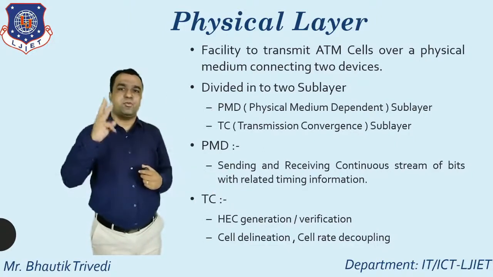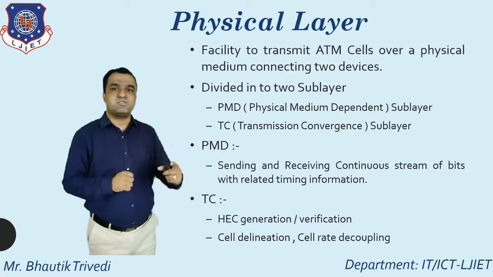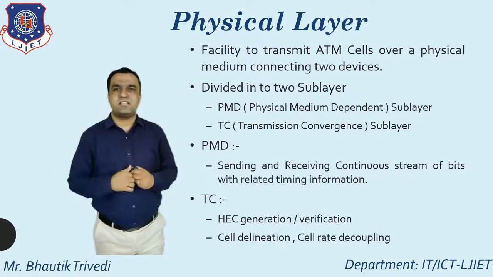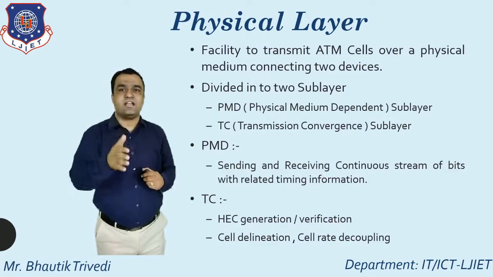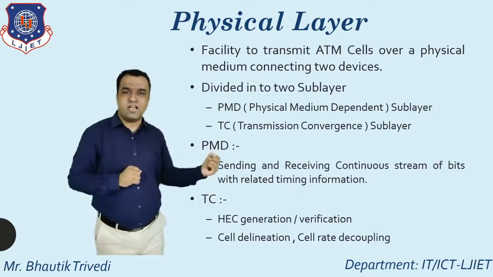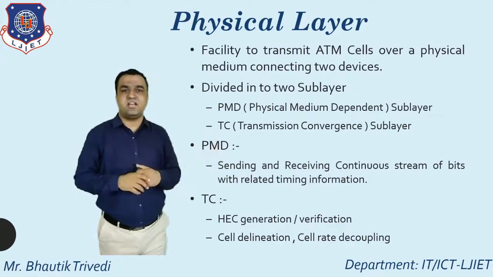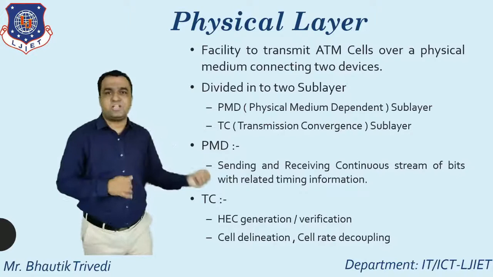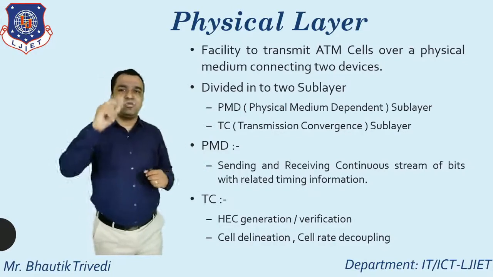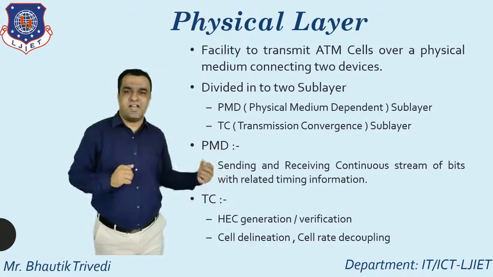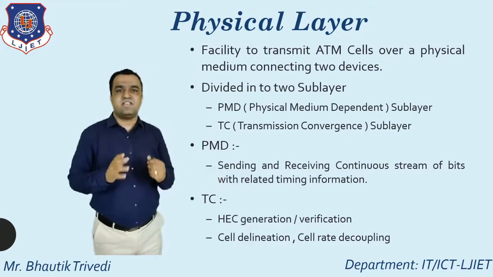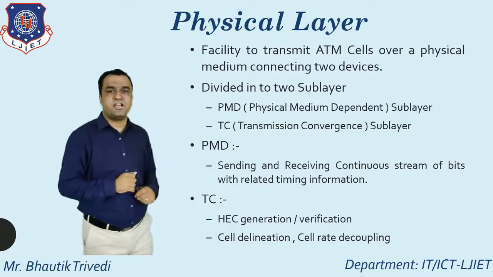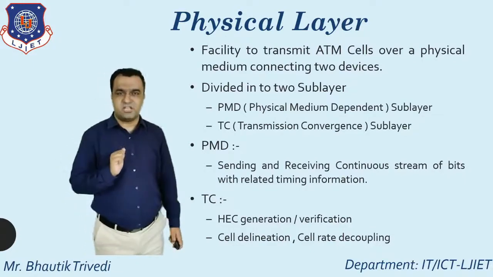And the TC, the transmission convergence sublayer, supports HEC. What is the meaning of HEC? That is the header error checksum. So you can generate the error check and verify it; each and every one of these is part of the TC. Then two important points: one is cell delineation and the second is cell rate decoupling. These two are the most important functionalities of transmission convergence.